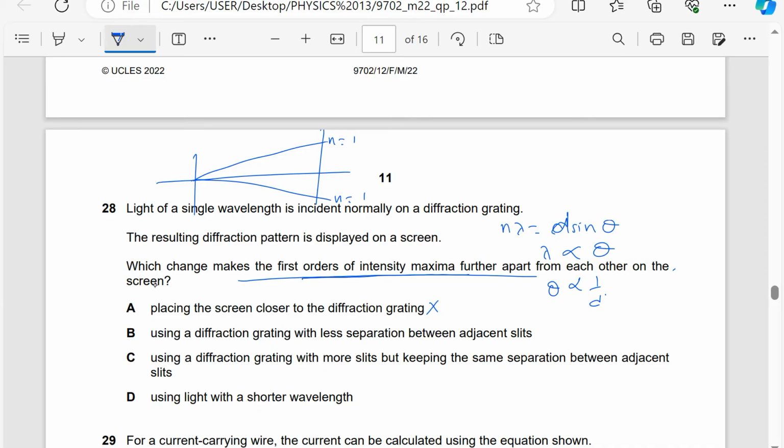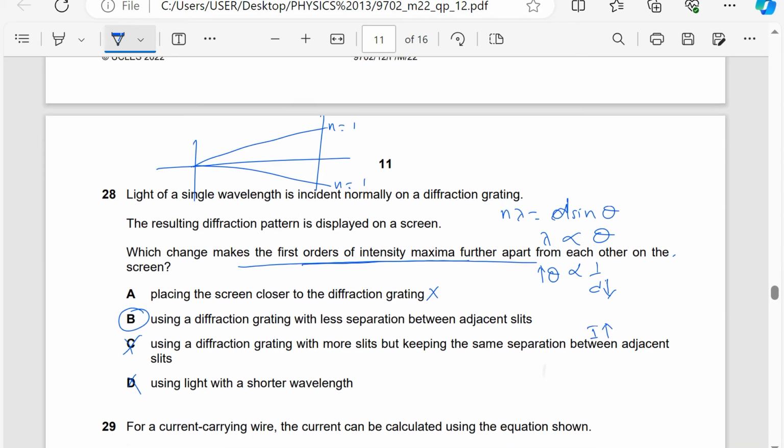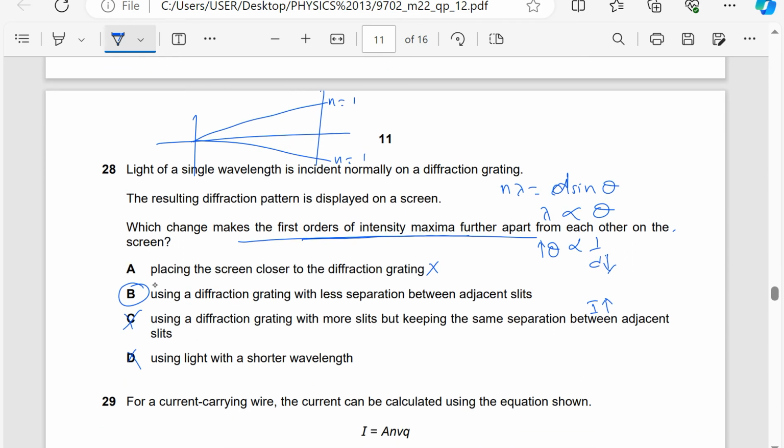Using a diffraction grating with less separation between adjacent slits: when d is smaller, then theta is bigger, so that is further apart. So the answer is going to be B. So automatically the rest will be wrong. Using a diffraction grating with more slits, this one just affects the intensity. More slits just increases the intensity. Using light with a shorter wavelength, if the wavelength is smaller, then theta is also smaller because the wavelength is directly proportional to theta.